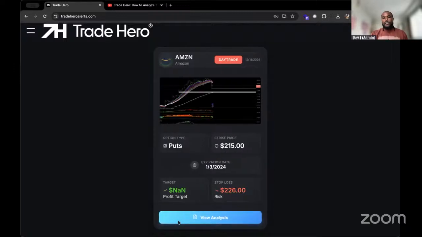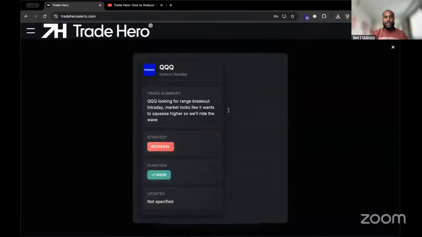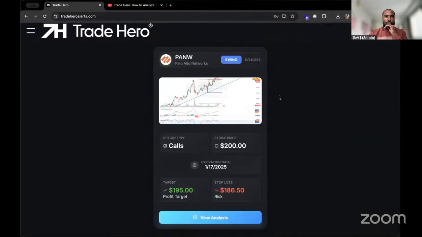Like I said, you can always view the analysis here. Let's look at QQQ, right? So this is QQQ looking for a range breakout intraday. This is a day trade. Market looks like it wants to squeeze higher, so we'll ride that wave. Right. So this was a day trade on the QQQ.